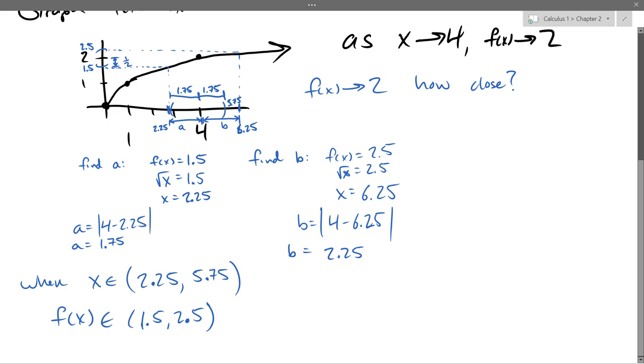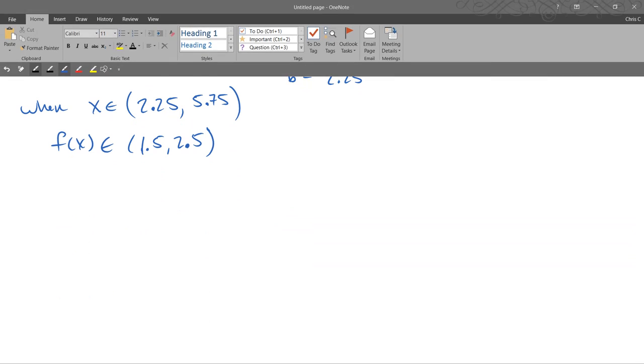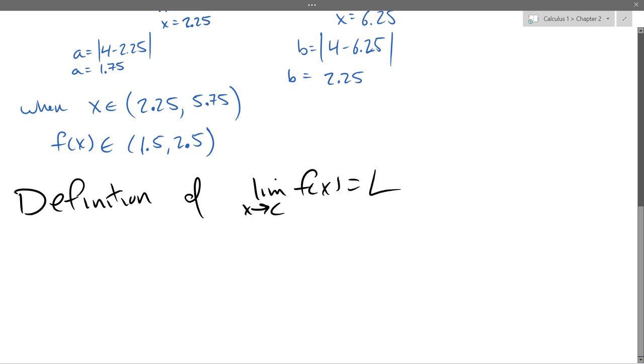All right, I don't see the exact definition in my notes, so I'll just make it up. All right, we'll go definition. Of lim x approaches c, f of x equals l. All right, so this is a definition right here.